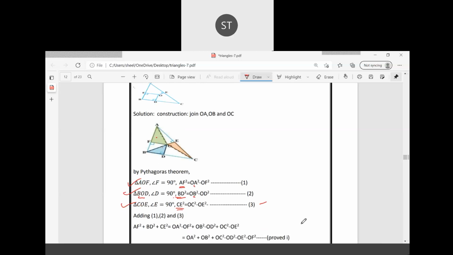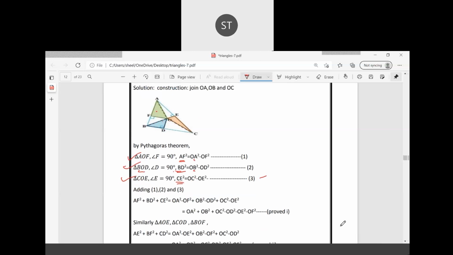Now adding 1, 2, 3, what is the result here? AF square plus BD square plus CE square equals OA square minus OF square, OB square minus OD square, plus OC square minus OE square. So we are arranging the plus terms first, that is OA square plus OB square plus OC square minus OD square minus OE square minus OF square. So we got the first result.